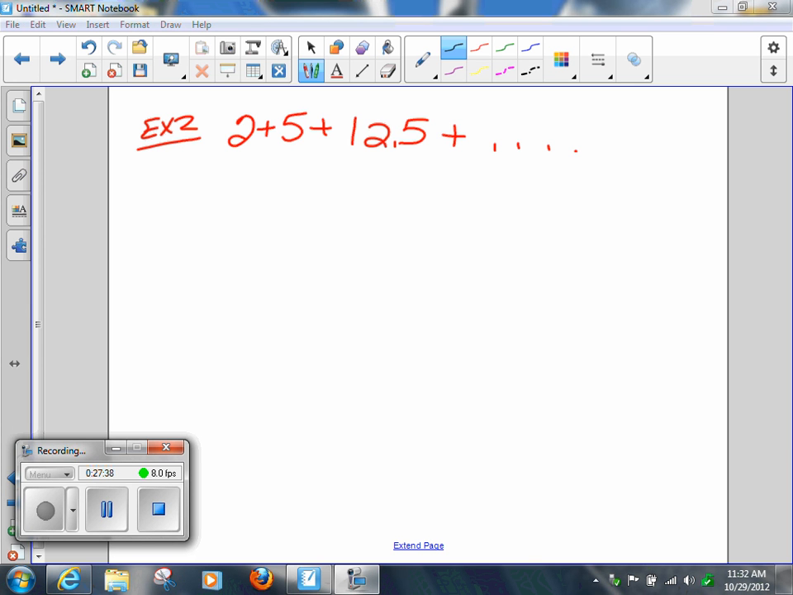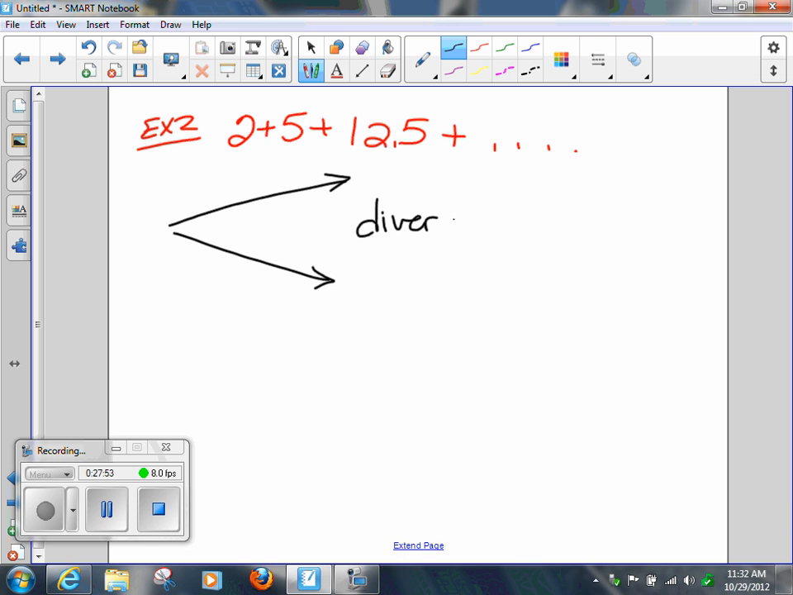2 plus 5 plus 12.5. Folks, what does it physically look like? It's going this way, isn't it? Which is divergent, okay? Because it's the little number going to big, it's little getting bigger. That's all I look at.